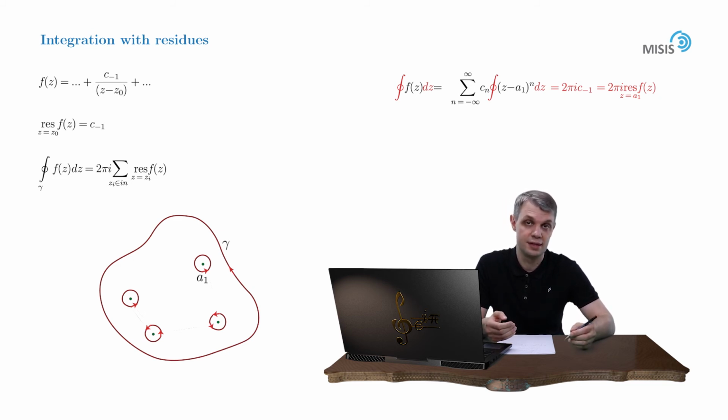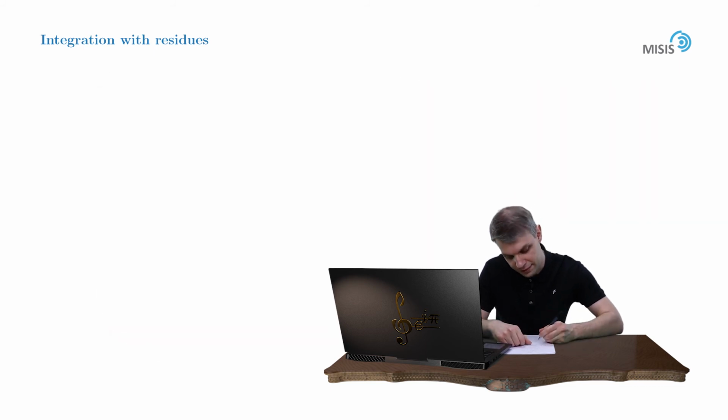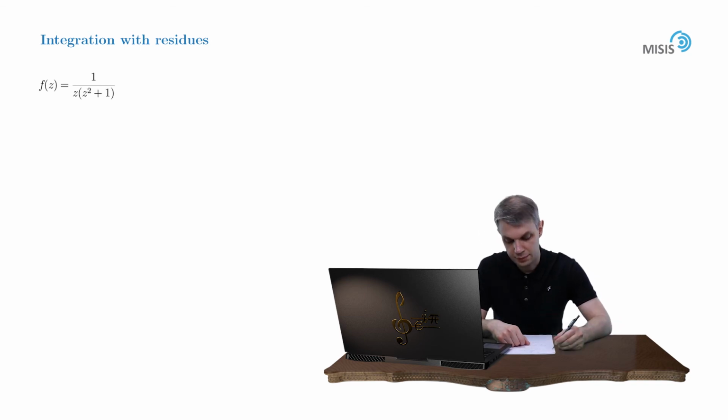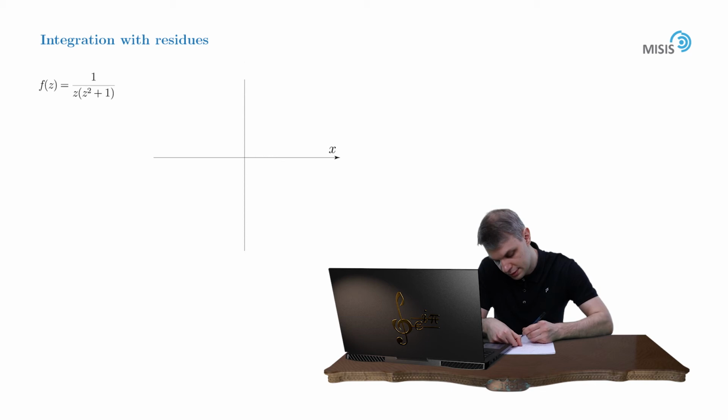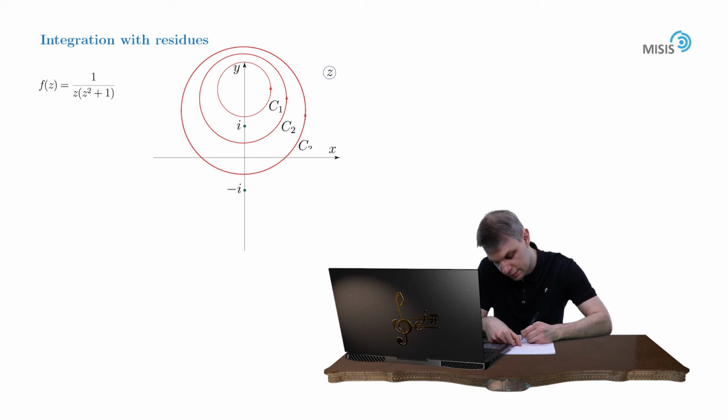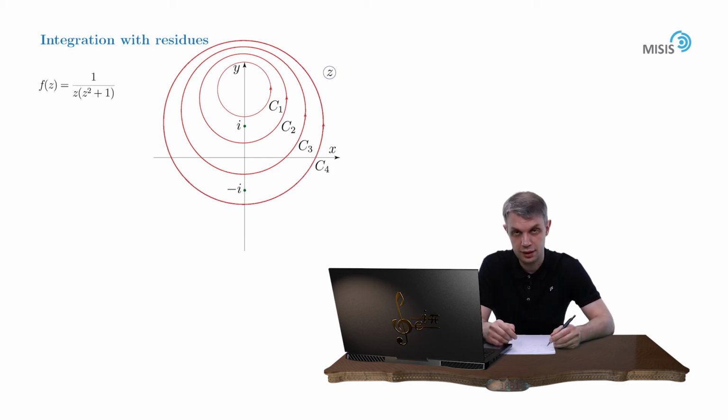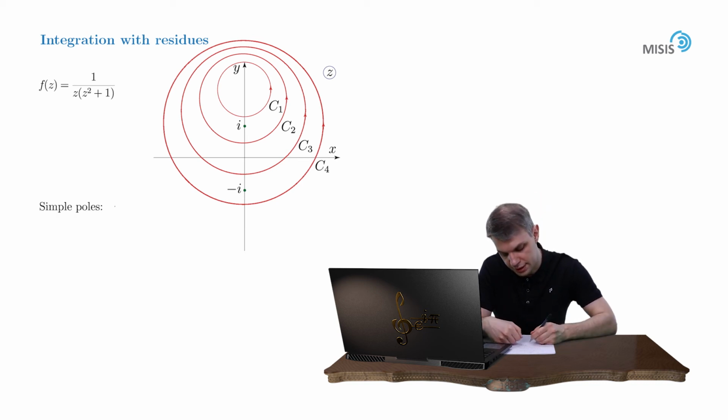So to see how this works in practice, let's study a simple example. Let's consider a function f(z) equals 1 over z times (z squared plus 1). And we'd like to compute the closed contour integral of this function along the following contours: contour C1, contour C2, contour C3, and contour C4. Now let's have a closer look at the analytic structure of our function. It has simple poles at z equals 0 and z equals plus or minus i.